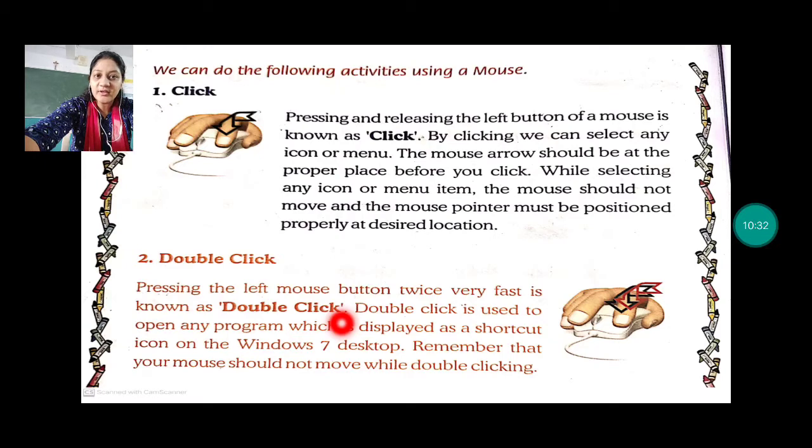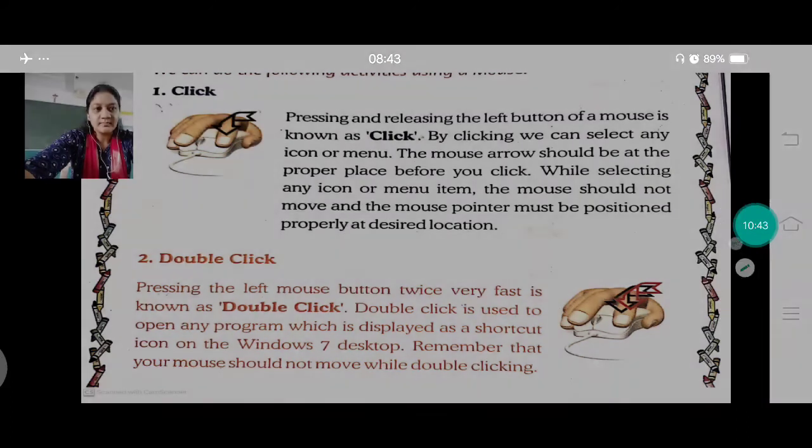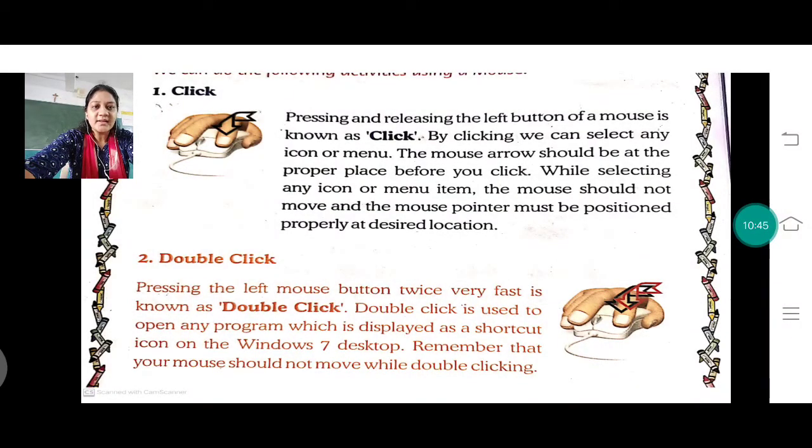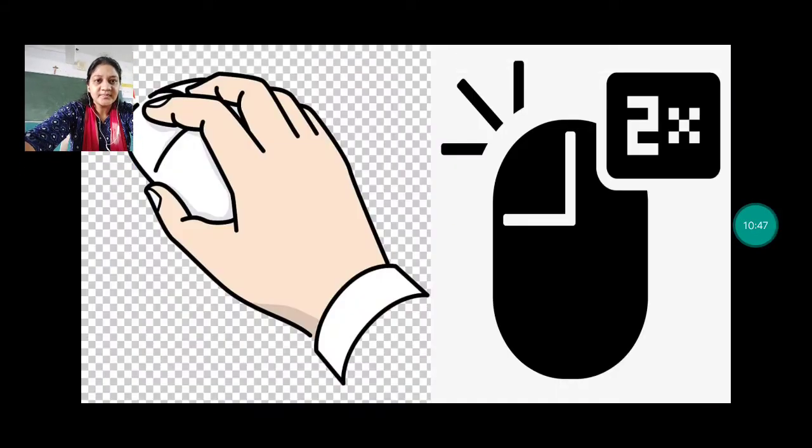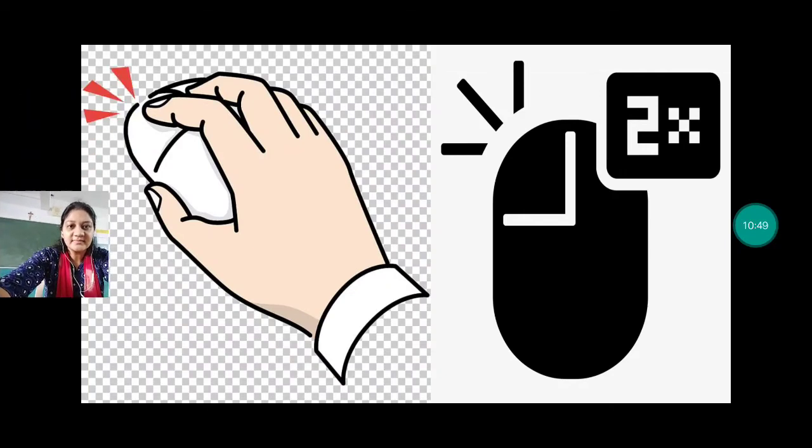Your mouse should not move. Okay, whenever you are double clicking it, your mouse should not move. Okay, you should see that your mouse is not moving, so I'll show you a picture. So this is the single click which we do, and the next image shows the double click. Okay students, so in the introduction to mouse, we learned what is a mouse.